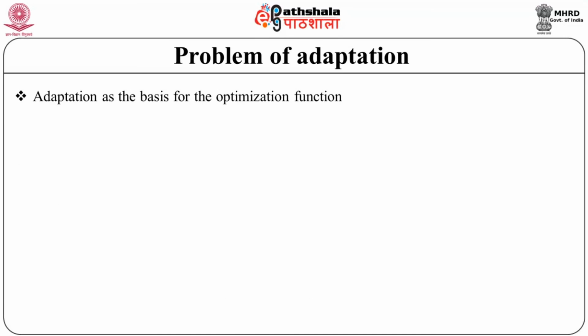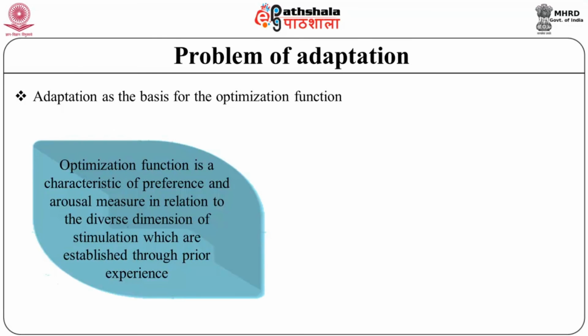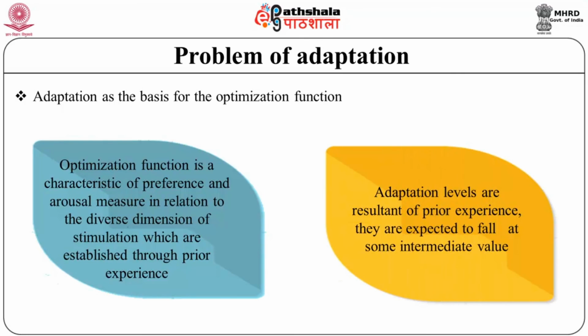Adaptation can be seen as the basis for optimization functions. The optimization function is a characteristic of the preference and arousal measures in relation to the diverse dimensions of stimulation, which are established through prior experience. Since adaptation levels are the result of prior experience, they are expected to fall at some intermediate value.